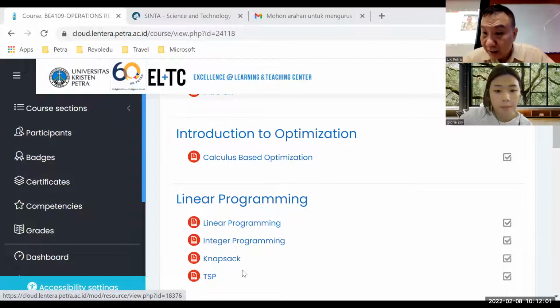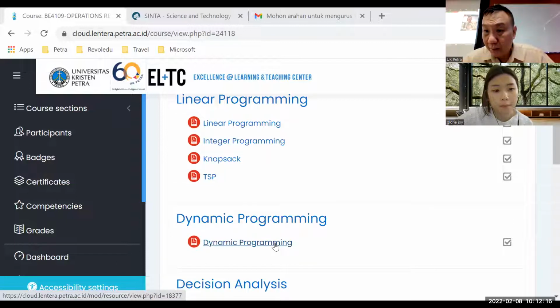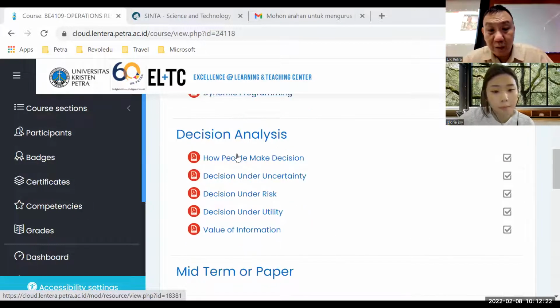We already discussed knapsack and TSP last semester. If you want, we can repeat them again. If you don't, we just skip this, and we can add something else. And dynamic programming, I think we need to deal with this. And then decision analysis. You see a lot of materials on decision analysis. All of these are slides already, so you can study before the class.